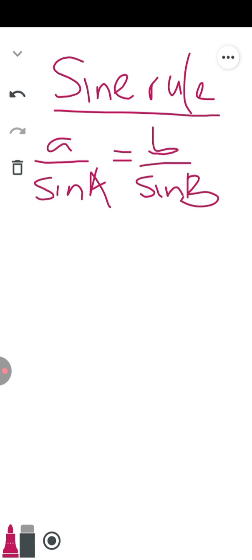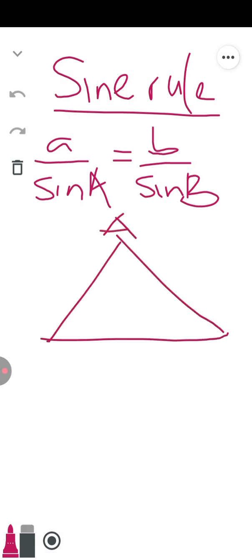So what is small letter a? What is capital letter A? What is small letter b? What is capital letter B? Let me explain what those things mean. Imagine I give you a triangle like this, and I say this is triangle ABC. So the angles are angle A, angle B, and angle C, capital letters. This is how it works. The side facing angle A, where is the side facing angle A? This is angle A, right? The side facing angle A, that's your small a.